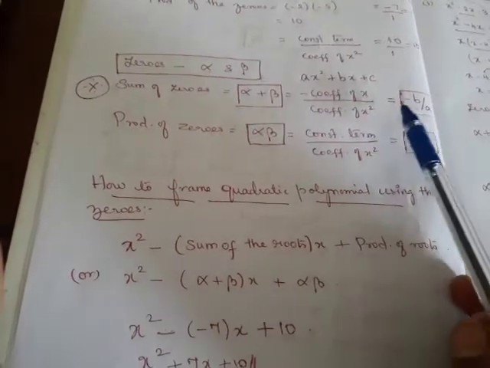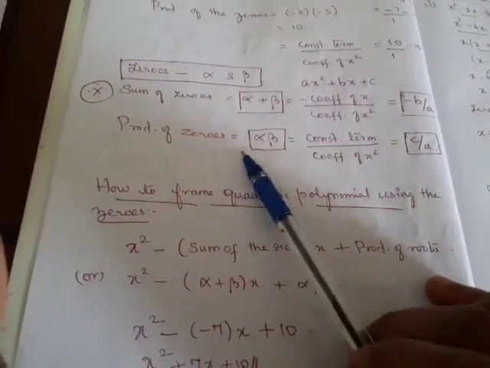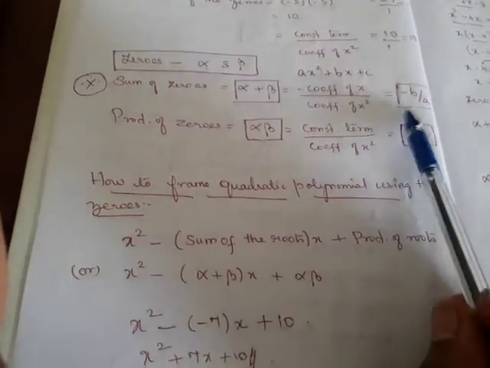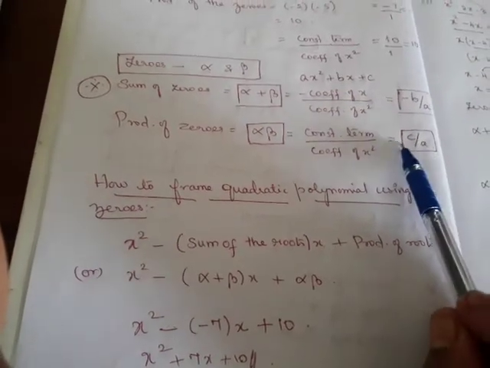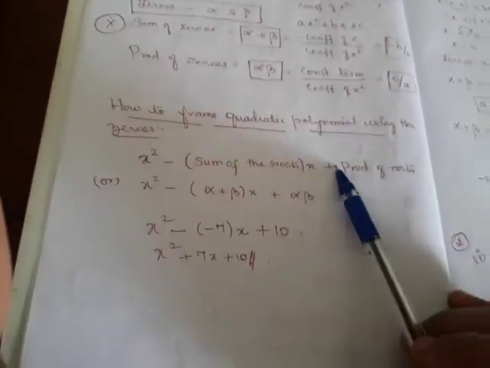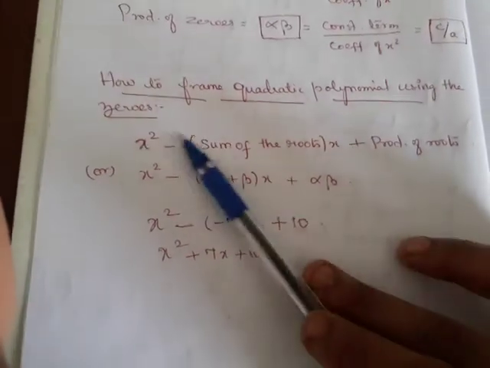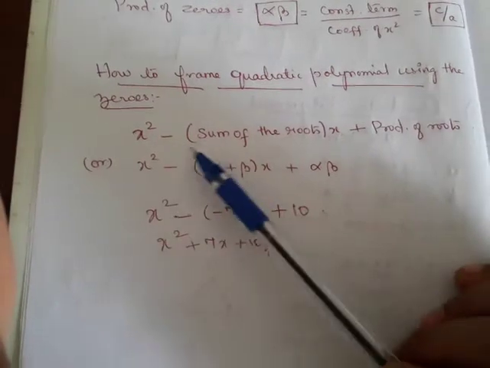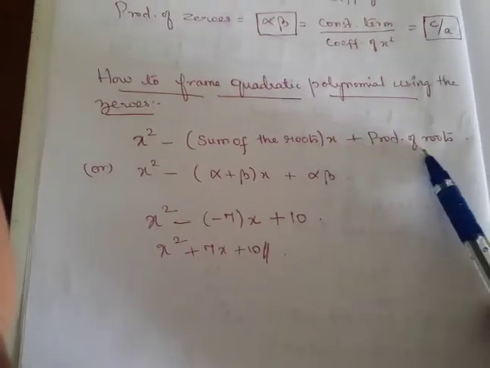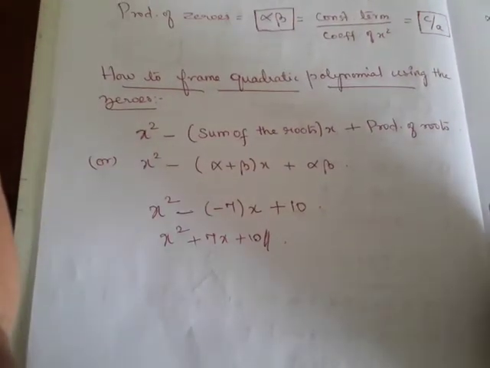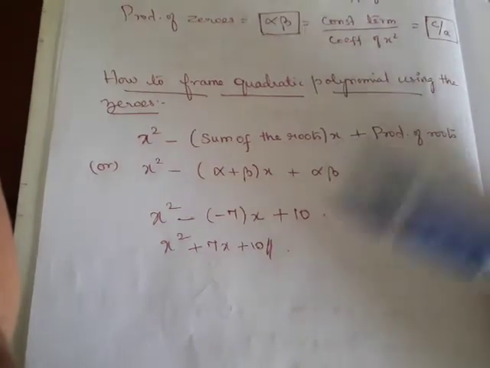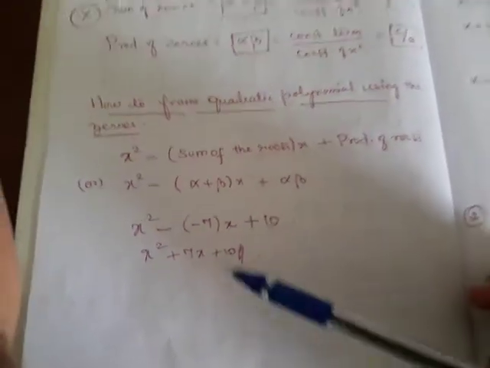alpha plus beta, which is nothing but minus b by a, and the product of the zeros alpha beta is nothing but c by a, where a is the coefficient of x square, b is the coefficient of x, and c is the constant term. And also we have seen how to frame a quadratic polynomial using the given zeros, which is x square minus sum of the roots into x plus product of the roots. If you know the zeros of the polynomial, you can very well frame the quadratic polynomial. If you know the polynomial, you can very well find the zeros, right? This is what we learnt in yesterday's class, and we solved 2 problems, and we will see a few more problems in the same exercise.